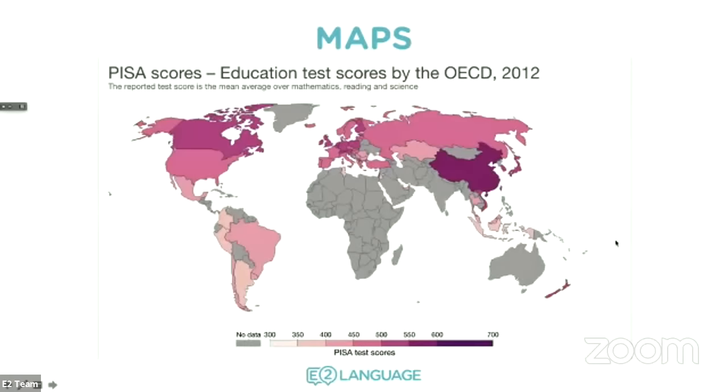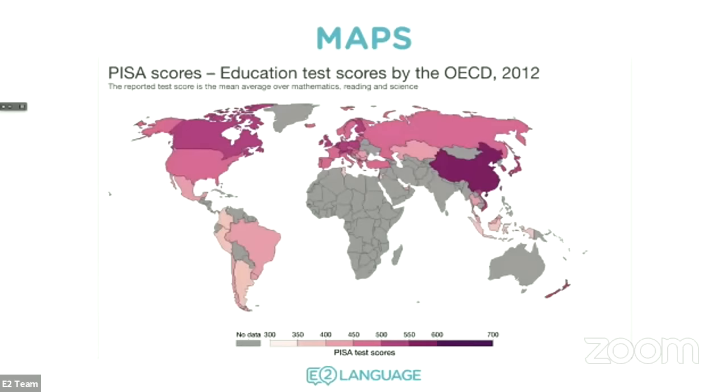Let's try this. So I'm going to look at this map. I can see it's a whole world there, all the countries, pinks and purples, PISA scores, education test scores by the OECD 2012. I can see a range of test scores down the bottom from 300 to 700. So I'm going to introduce this map by saying, this map represents the PISA scores, including education test scores in the OECD in 2012 from 300 to 700.